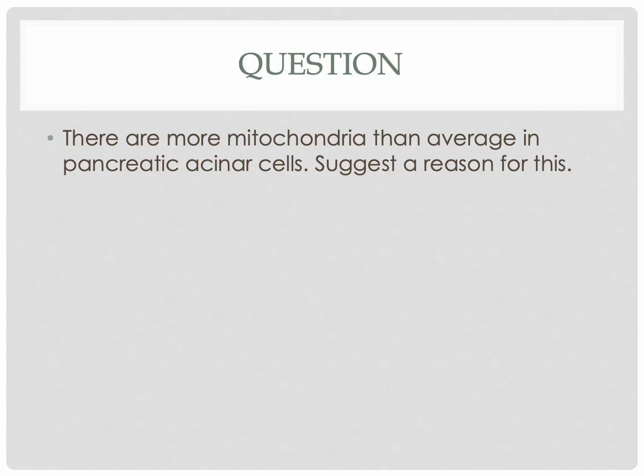One last question. There are more mitochondria than average in pancreatic acinar cells. Suggest a reason for this. Pancreatic acinar cells are a highly specialized structure developed for synthesis, storage, and secretion of digestive enzymes.